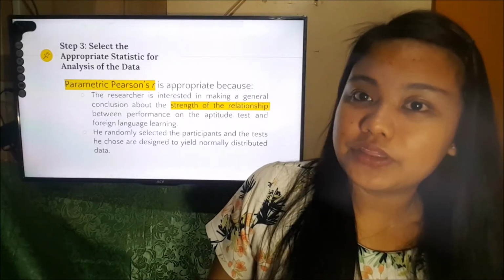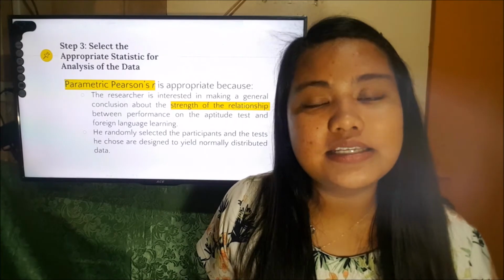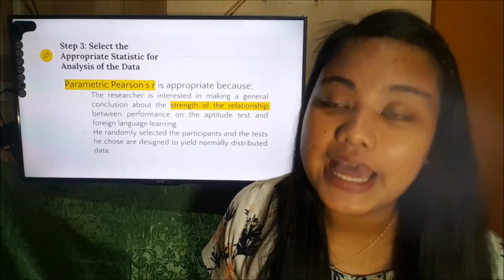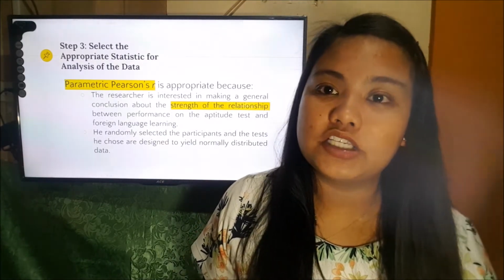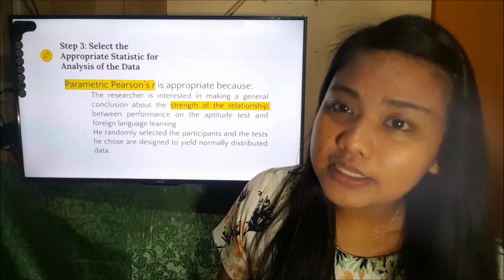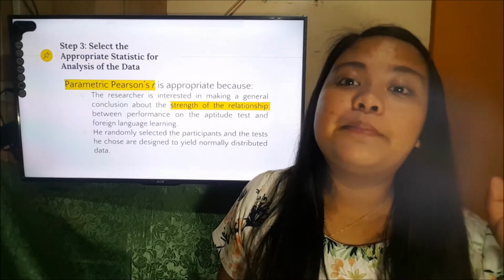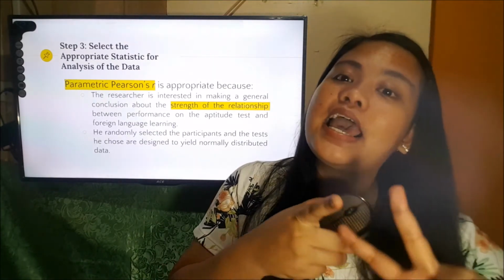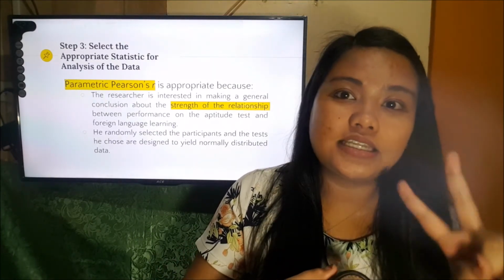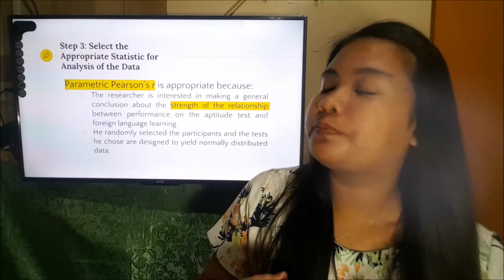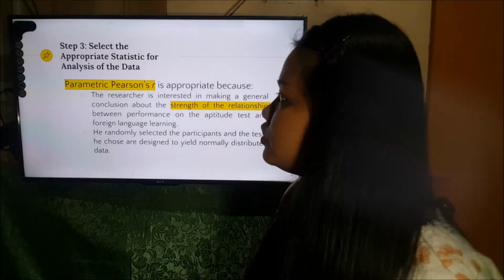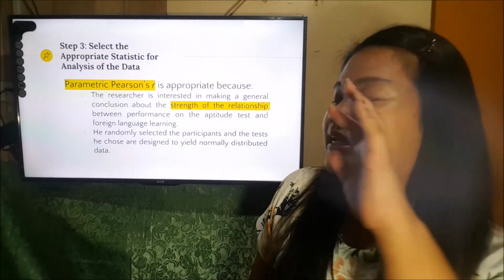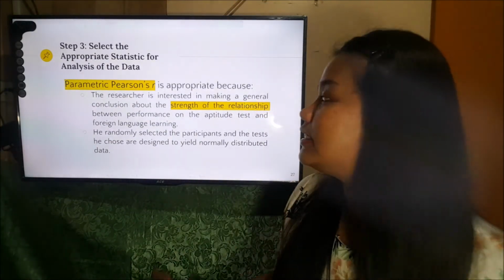Okay? For step 3, we have to select the appropriate statistic for analysis of data. If you can remember our study a while ago, the researcher wanted to know the relationship between the two variables, the aptitude test and the final test. Therefore, a correlation statistic would be appropriate. Now, to know if Pearson's r is the best statistic, let us check the other assumptions.